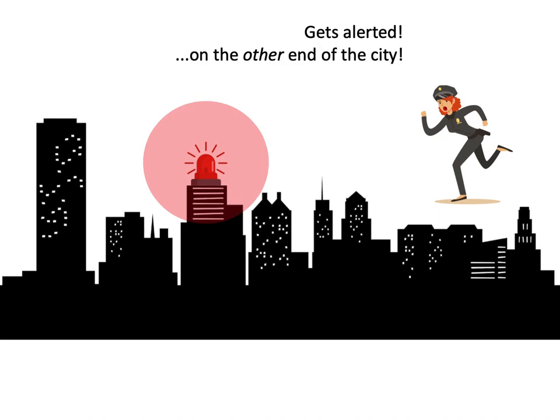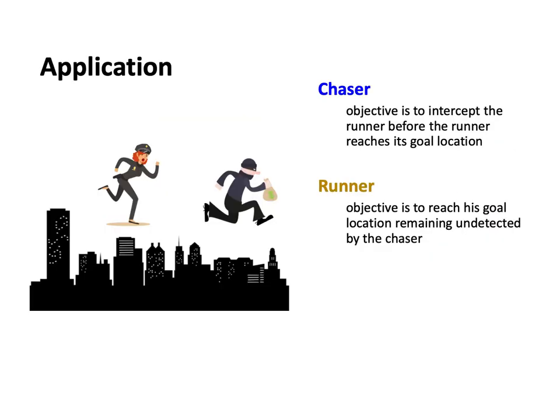So, I'd like to take a look at these two characters I just introduced. The authorities can be labeled as a chaser. The chaser's objective is to intercept the runner before the runner reaches its unknown goal location. And the robber can be classified as a runner, whose objective is to reach his goal location before being detected by the chaser.